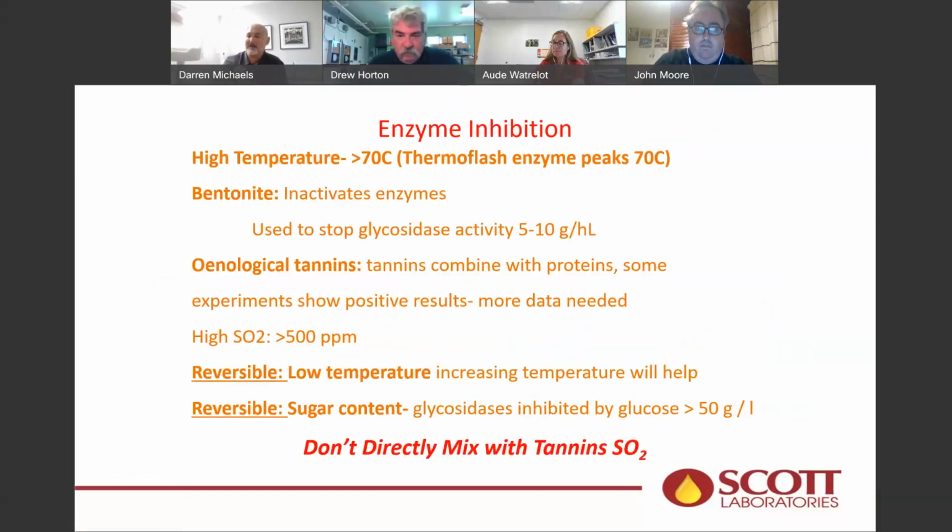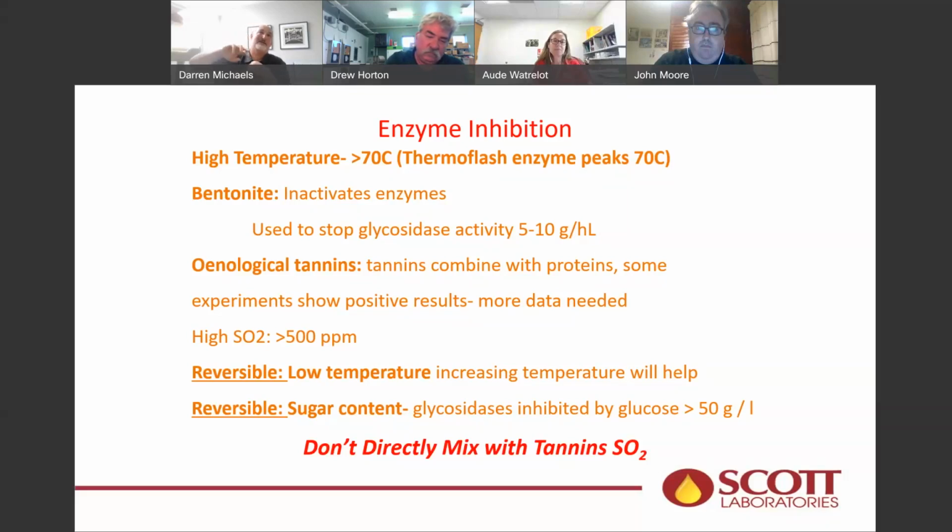There are some things that stop or inhibit enzymes. Hard stop with bentonite, hard stop. You'd be surprised how many times I talk to clients and we ask them why an enzyme did or didn't work. I'll ask, well, did you add bentonite? They say yeah, and I say, well, then you're done with that. No more. So if you want to stop an enzyme, you add bentonite.